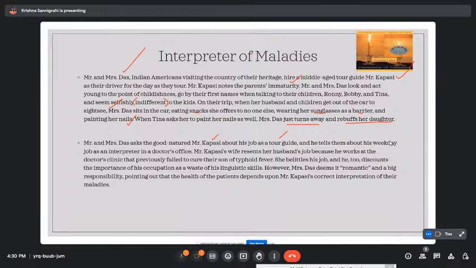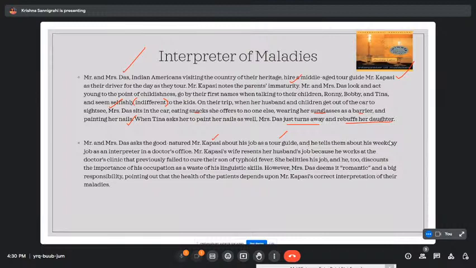So Mr. and Mrs. Das asked the good-natured Mr. Kapasi about his job as a tour guide. And he tells them about his weekday job as an interpreter in a doctor's office. So Mr. Kapasi's wife resents her husband's job because he works at the doctor's clinic that previously failed to cure their son of typhoid fever.